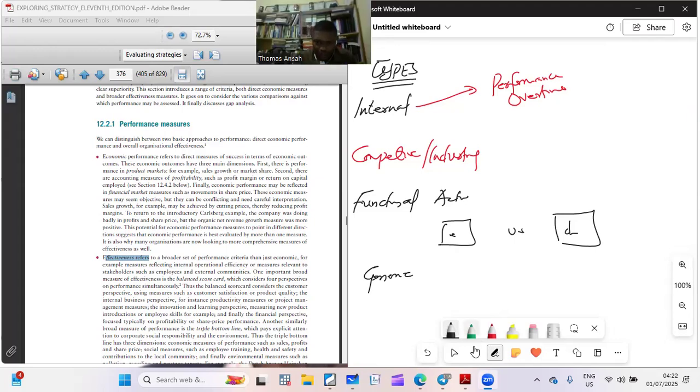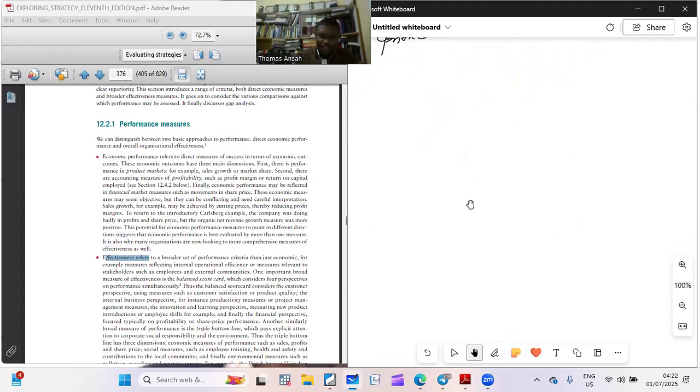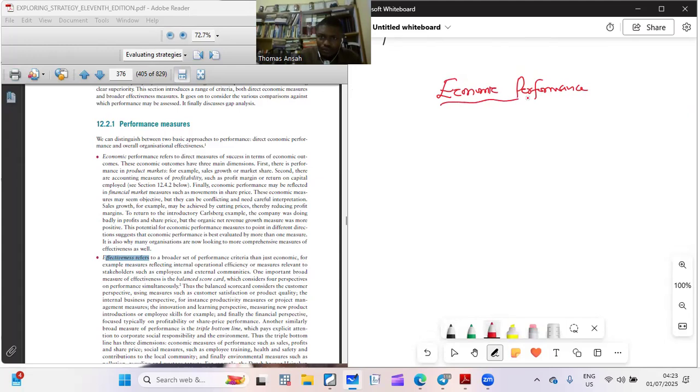So when you take, sometimes the benchmarking involves financing, the financial part. So when you take how to measure the economic performance, that is what you are going to do. You are going to use the financial outcomes, which I say you are going to use the ratios.